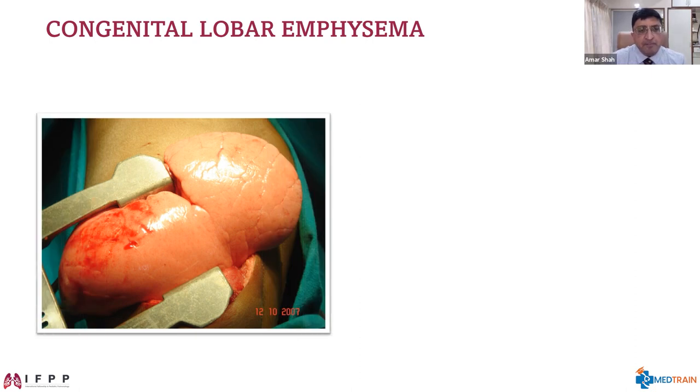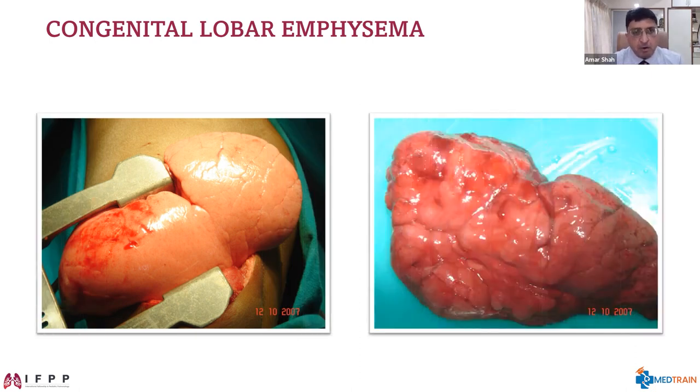No sooner do we open the chest for operating on children with lobar emphysema, the emphysematous lobe juts out of the incision because it is just searching for a place where it can expand. Lobectomy is curative for this pathology, and the long and the short-term prognosis are excellent.